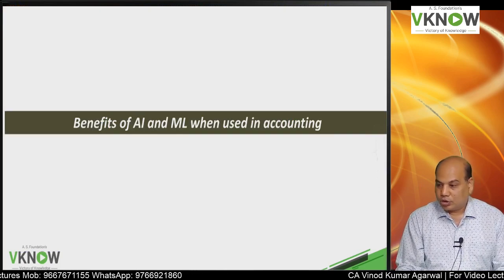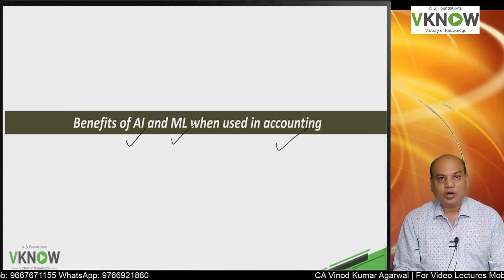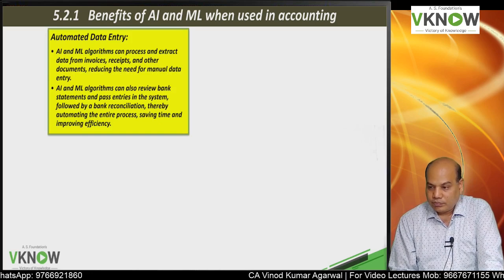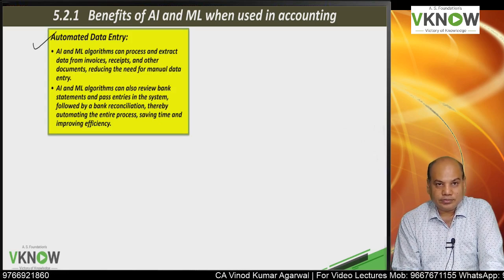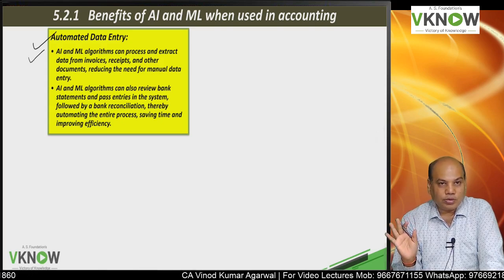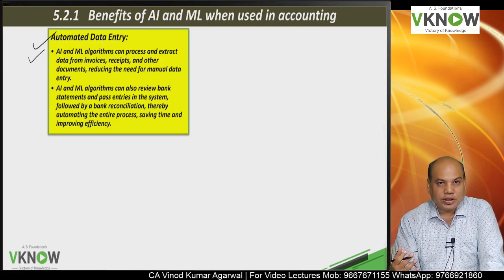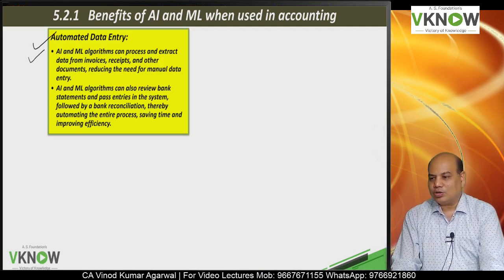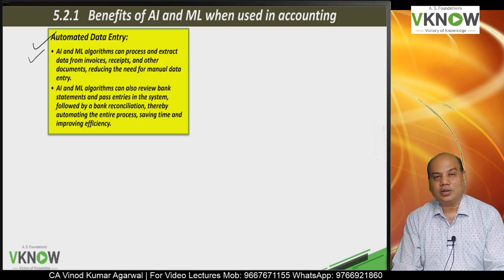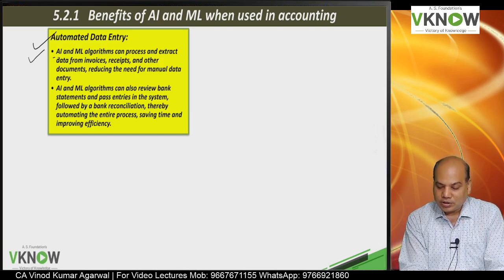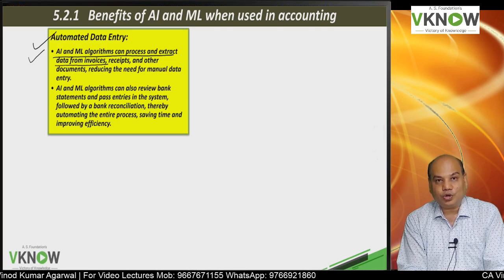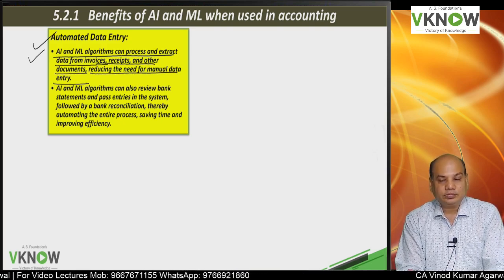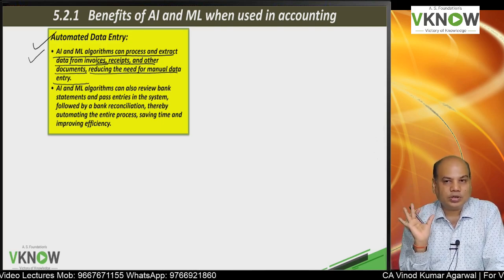Next is the benefits of artificial intelligence and machine learning for accounting purposes. Our topic is accounting, so we are restricting ourselves to that only. So first is automated data entry with the help of barcode readers and scanners. Okay, data entry will become a thing of the past. As we go ahead and more businesses start using barcode reading and data scanners, they will process and extract data from invoices, receipts and other documents, reducing the need for manual data entry. In fact, they can scan the whole invoice and they will do the data entry.